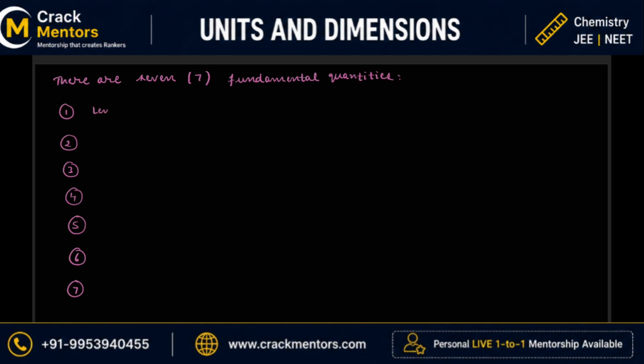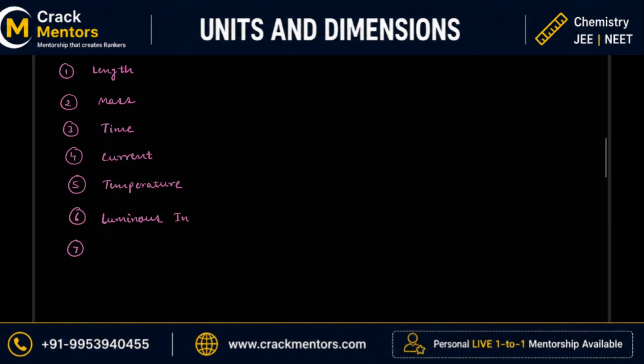Okay, the first is length. The second is mass. Third is time. Fourth is current. Fifth is temperature. Sixth is luminous intensity. This might be new for you. Till 10th class you must have studied all these quantities, even the units, but luminous intensity might be new. And seventh is amount of substance.